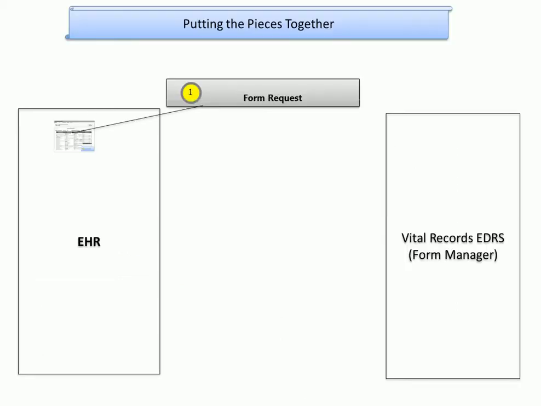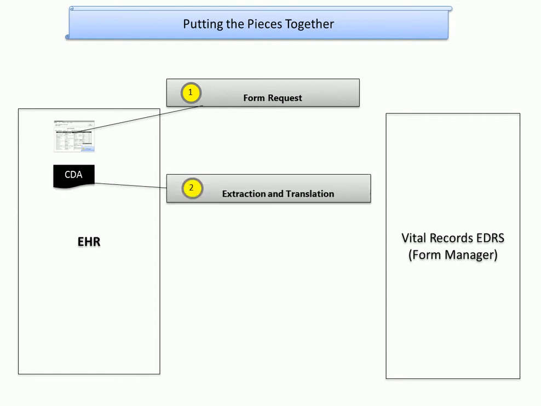5 steps at an overview level. The first is the form request. The physician clicks a button within the patient's electronic health record. A CDA is extracted and translated from information in the EHR and is submitted to the Vital Records Form Manager.